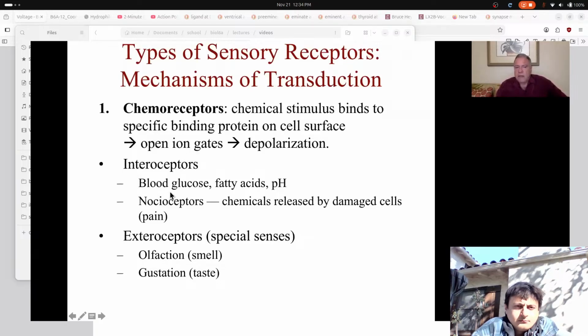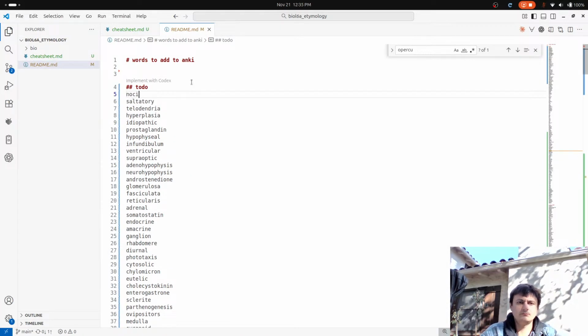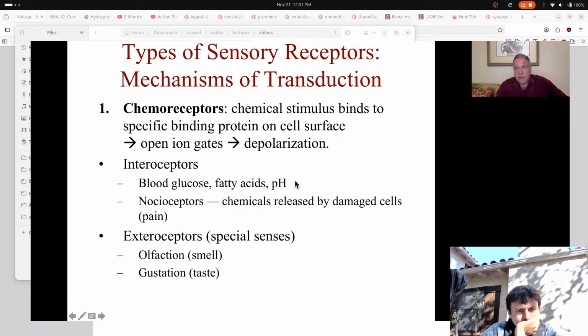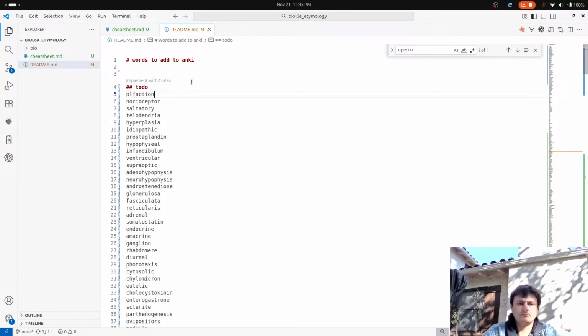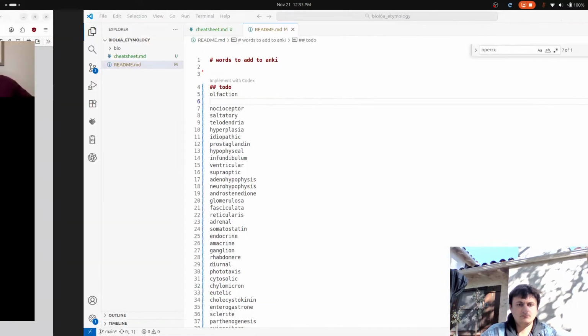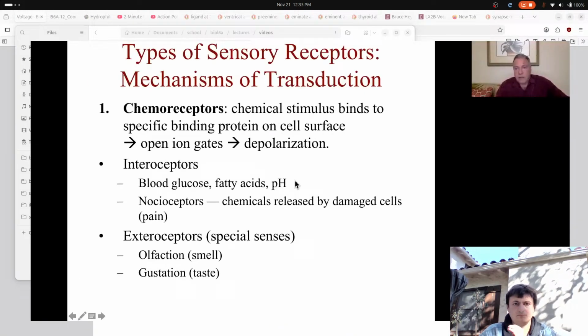Your interoceptors, right? How do you maintain your blood sugar, your blood fatty acid, your blood pH? Obviously, your body is able to sense when you deviate from the ideal set point. You need to have receptors. What sometimes isn't recognized is nociceptors.